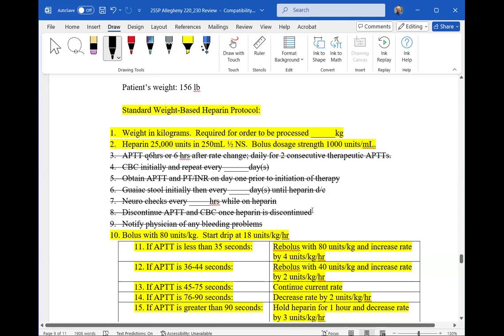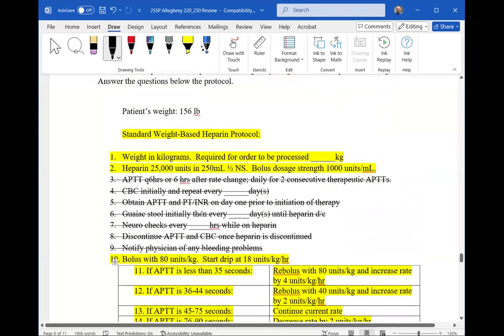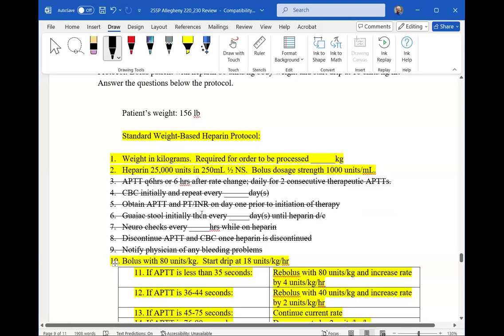So the things that I've highlighted are important for what is called the standard weight-based heparin protocol. What is the standard weight-based heparin protocol? If you do a Google search for standard weight-based heparin protocol, you're going to see all of this, steps 1 through 15, and it just lays it out. So multiple books, multiple resources online show that this was the protocol.